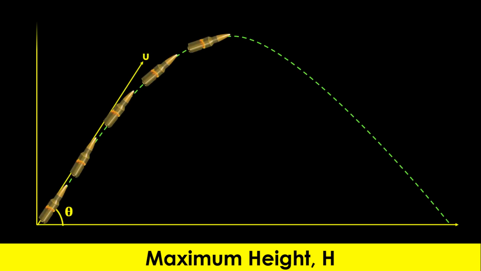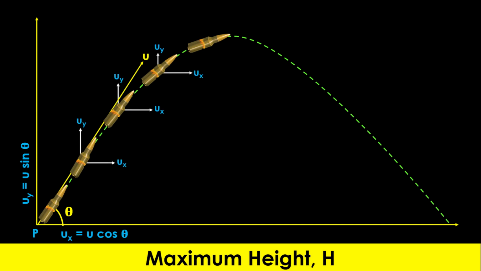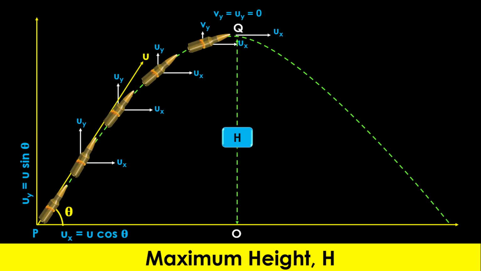The bullet leaves the gun at point P with an initial vertical velocity of u sin theta and a horizontal velocity of u cos theta. As it moves up, its vertical velocity decreases steadily until it gets to point Q, where its final velocity becomes 0. Meanwhile, its horizontal velocity remains unchanged throughout the upward journey. The distance from point O on the horizontal plane to point Q on the vertical plane is the maximum height h attained by the bullet.